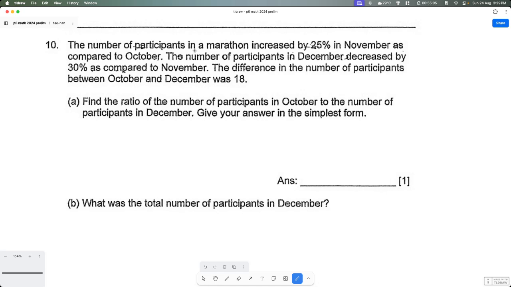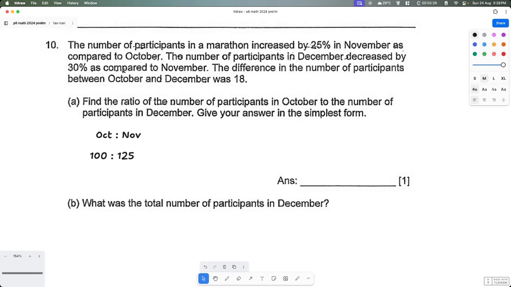Okay, so we can say that it increased by 25% from October to November. So from October to November, it says here increase by 25%. So that means October will be 100, and then November will be 125, right, over here. Okay, so that's the first part. The second part, the number of participants in December decreased by 30% as compared to November. So that means decreased by 30%.